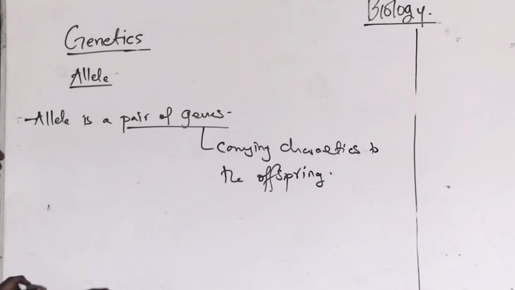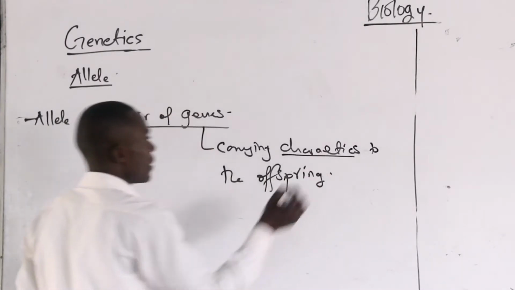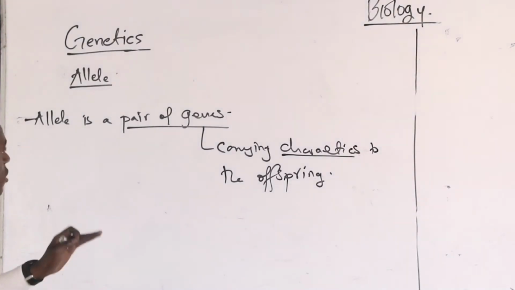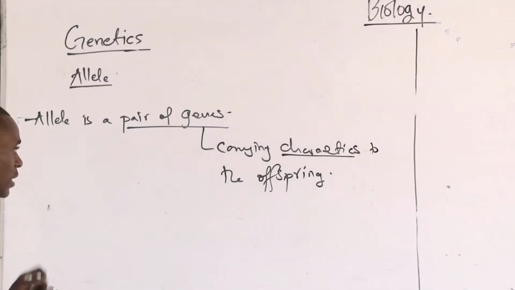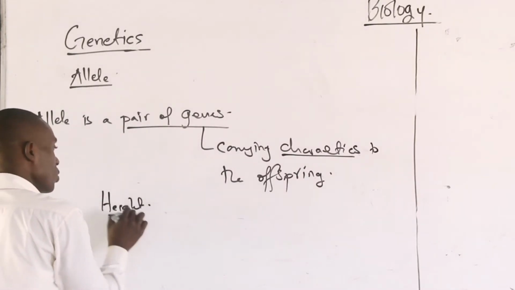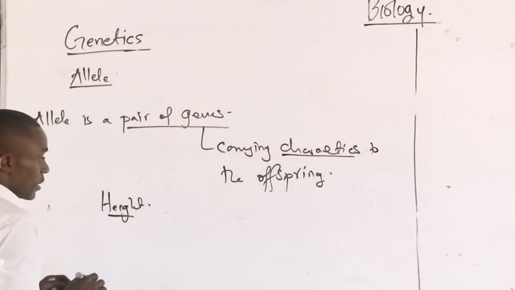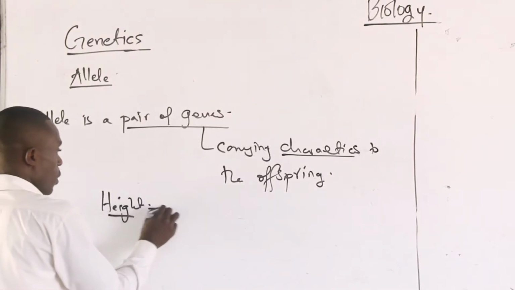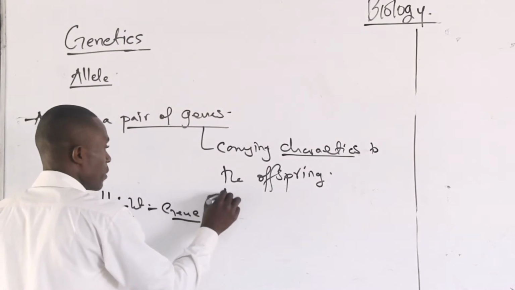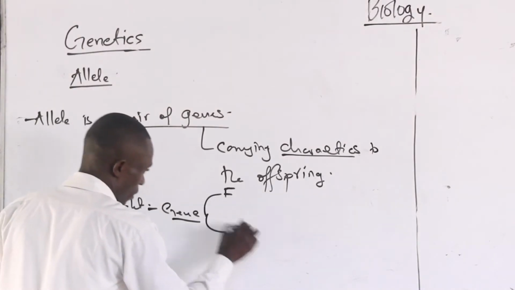So what does it mean? A single characteristic in human beings is controlled by a gene, and these genes occur in pairs, which are alleles. We can look at traits like height. Your height is determined by both of your parents. Of course, you have a gene for height, and in these genes we have alleles. One came from the father, another one came from the mother.